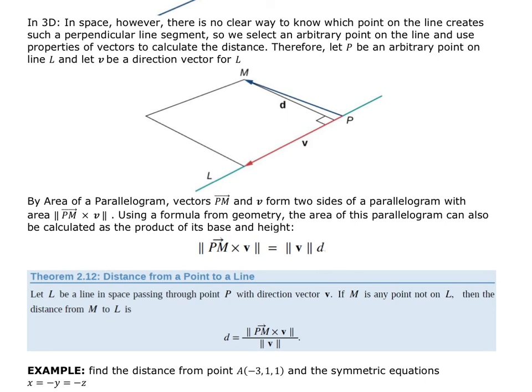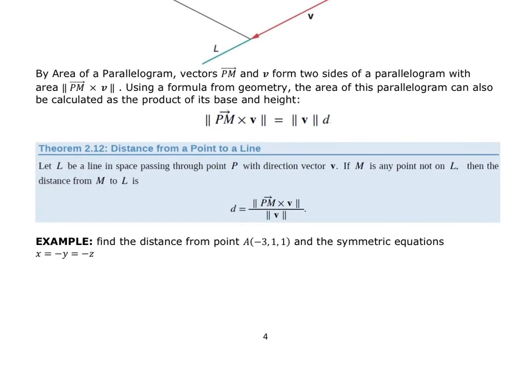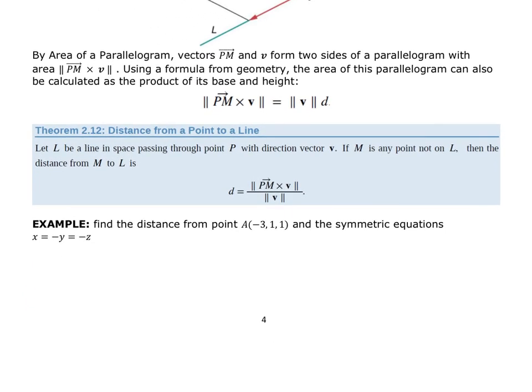By the area of a parallelogram, which we learned last section, the vectors P, M, and V form two sides of a parallelogram with the area given by the cross product. Using the formula from geometry, the area of the parallelogram can also be calculated as the product of its base times its height. So we now have a formula in 3 dimensions for the distance.